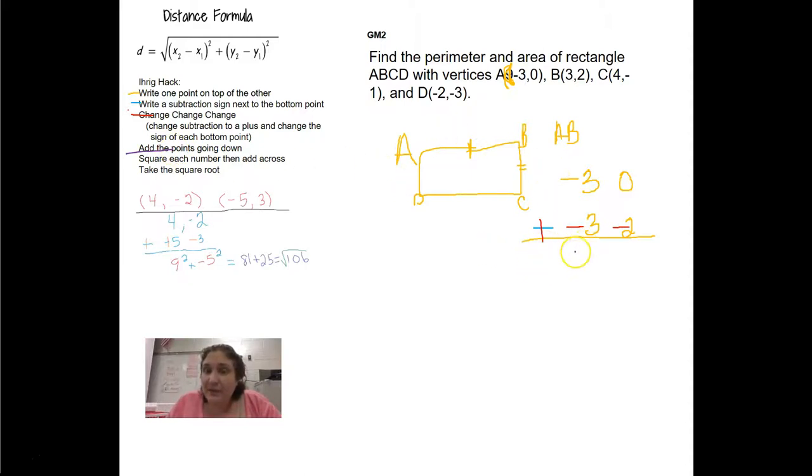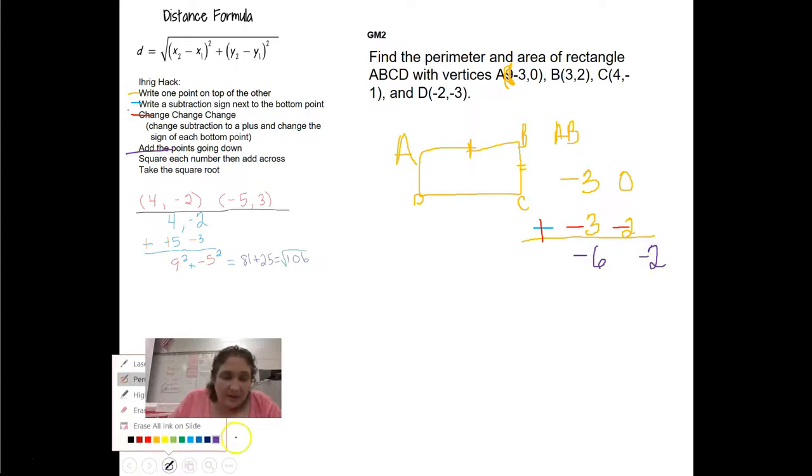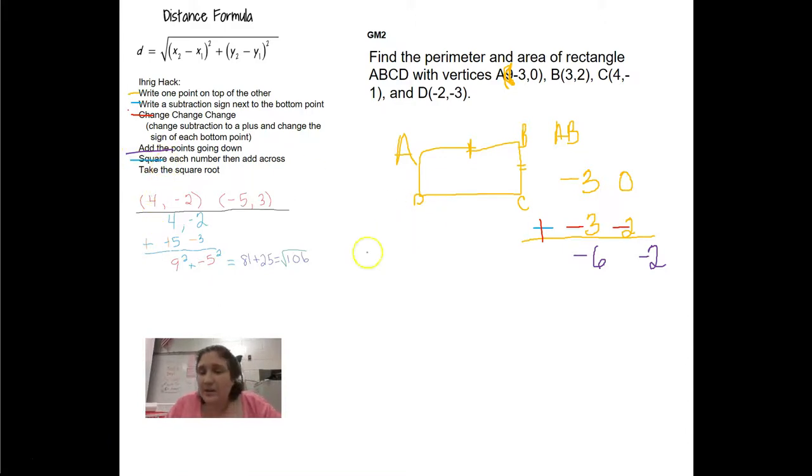Negative 3 plus negative 3 is negative 6. 0 plus negative 2 is negative 2. Then it says to square each number, then add across. So I've got negative 6 squared is 36. Negative 2 squared is 4. Add across, that's going to give me my 40.